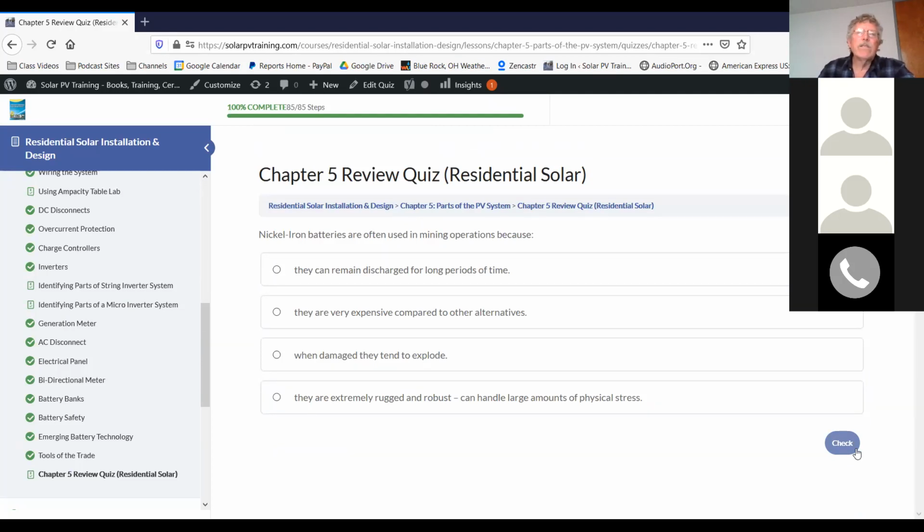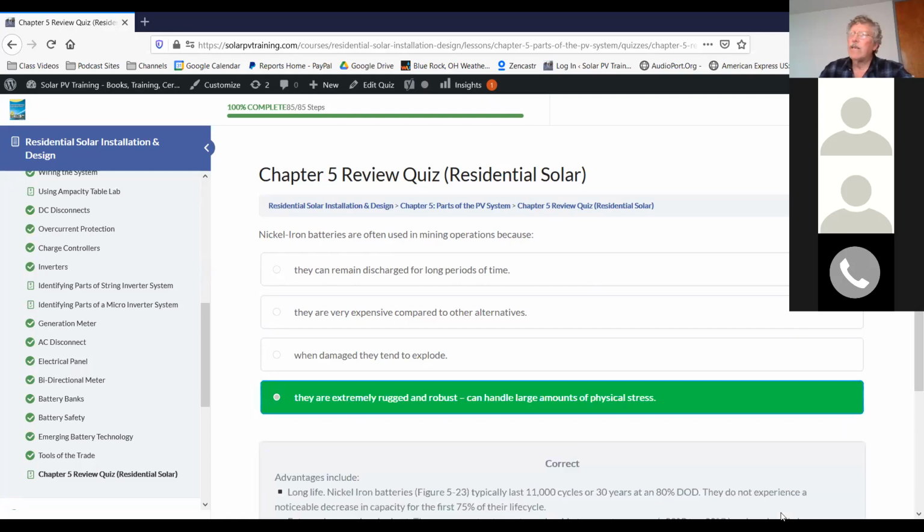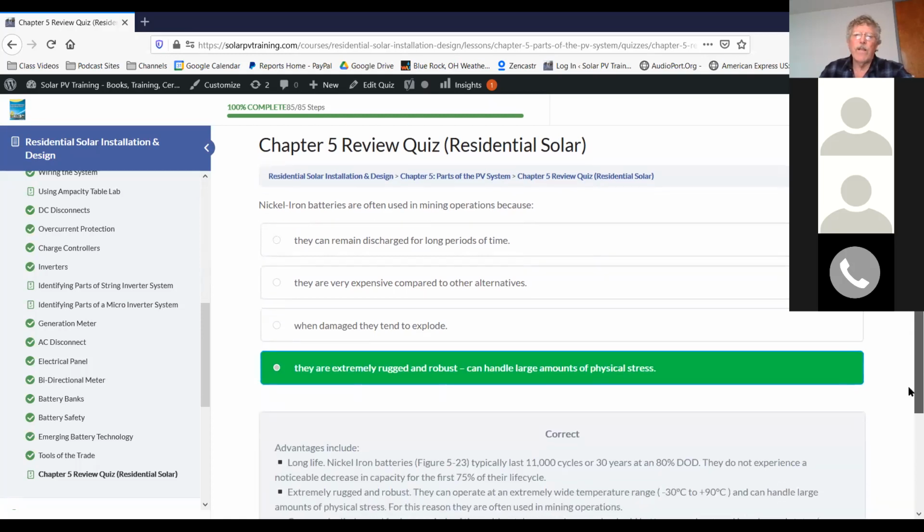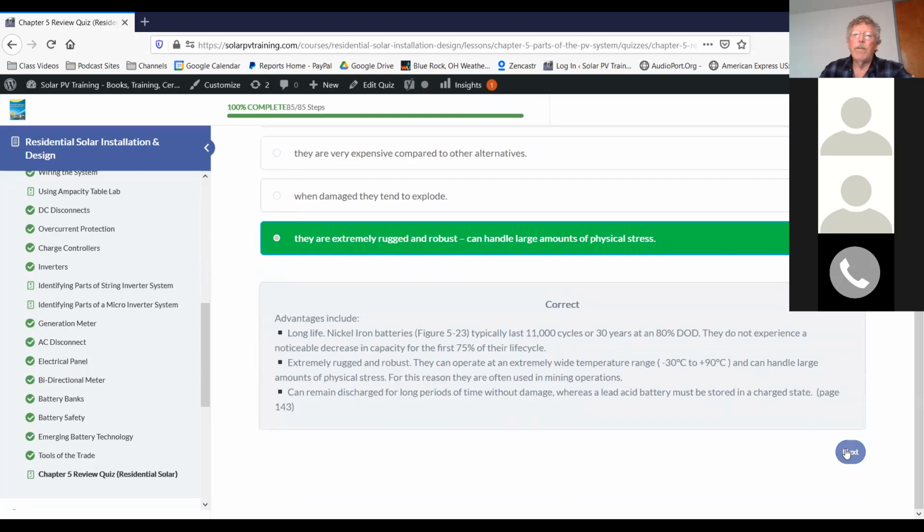Nickel iron batteries are often used in mining operations because they're very rugged, robust, can handle a lot of stress. So these nickel iron are also called Edison batteries, and they're just like bulletproof. They'll last for like 30 years, but they're super expensive and super heavy.